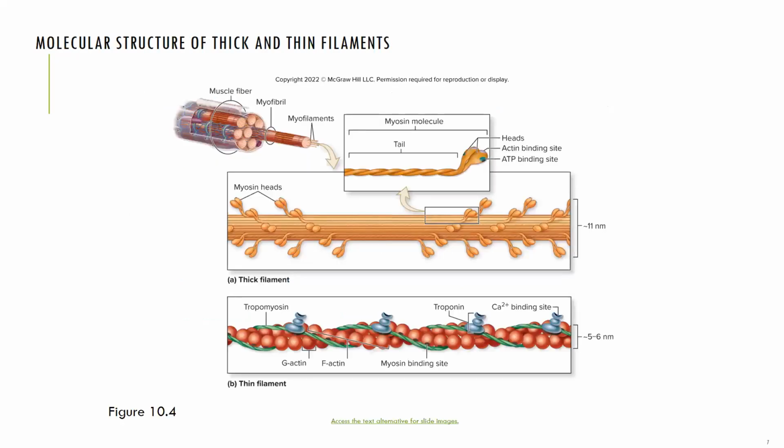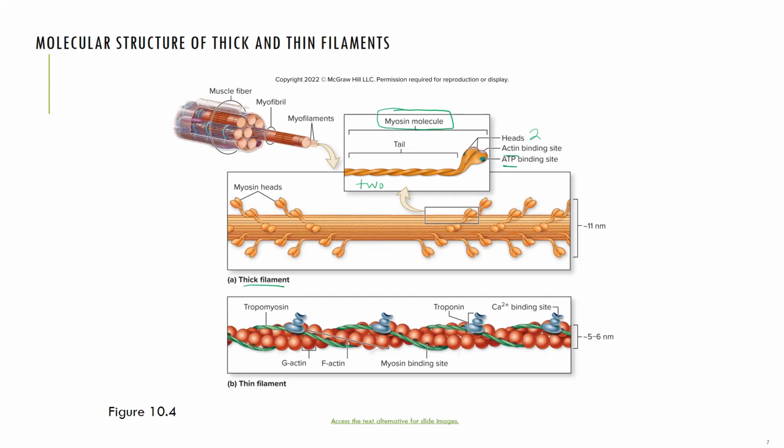All right, so in this picture, we're going to take a look at the thick filament. Each one of these yellow molecules is called a myosin molecule. A myosin molecule is made up of a tail with two twisted strands, and then we have two heads. On each head, we have an actin binding site where these red circles are going to bind, and then we have an ATP binding site where an ATP molecule is going to bind in order to give the myofibril its contractile ability.